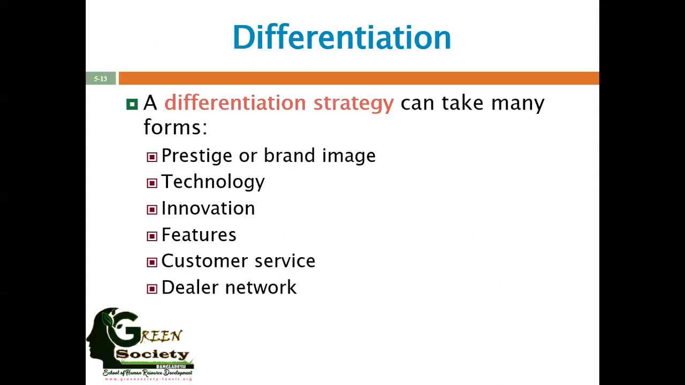Now the second one, what is it? Differentiation. You can differentiate in many ways: innovation, brand image, prestige, using sophisticated artificial intelligence technology. Most of the companies nowadays are innovating. You can incorporate features. You can change customer service quality and pattern. You can build a supply chain network so that nobody can compete with you. You are faster than anybody, your product reaches the customers just like a jet, just like a rocket. So you see that in many ways you can differentiate.